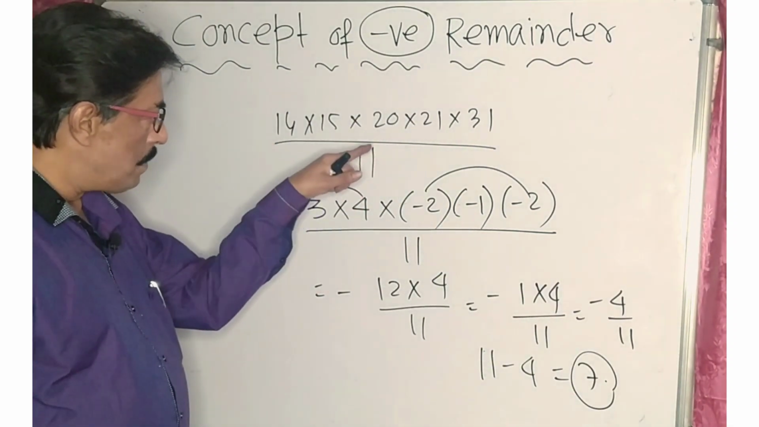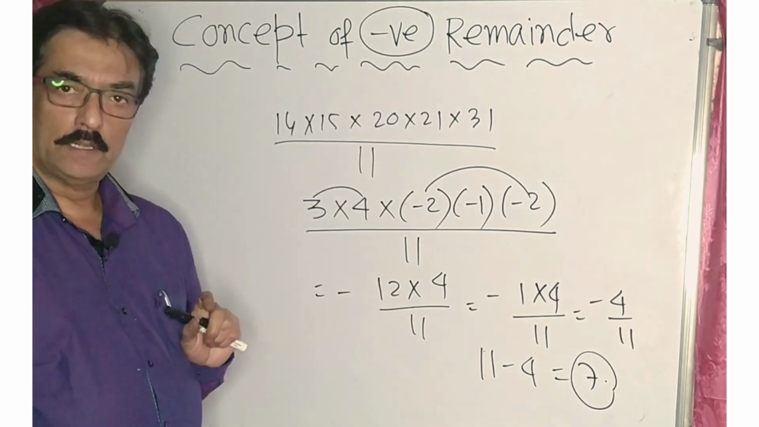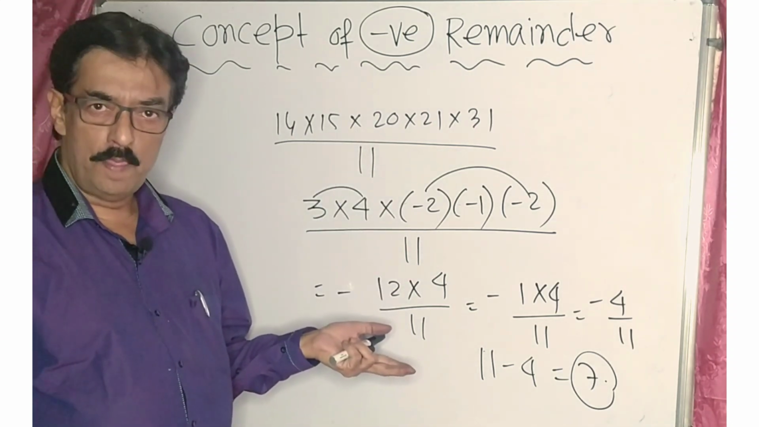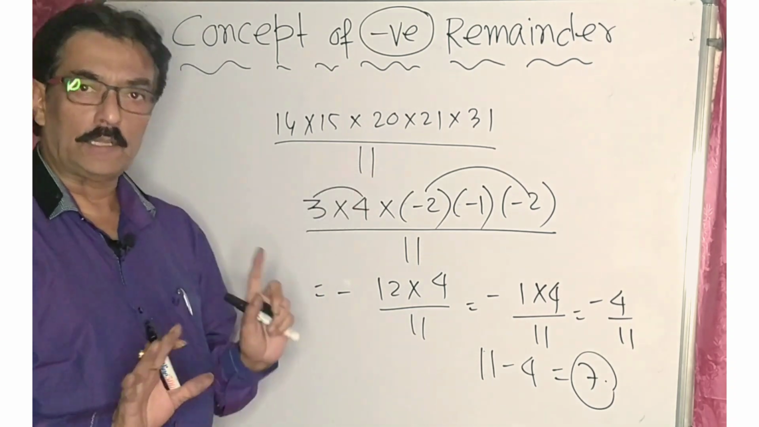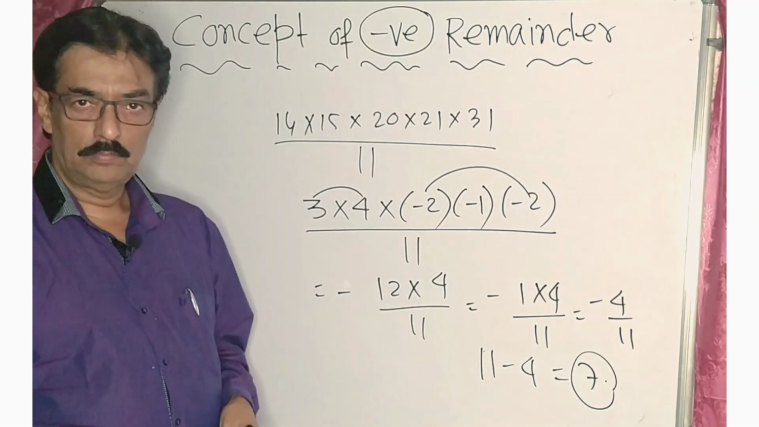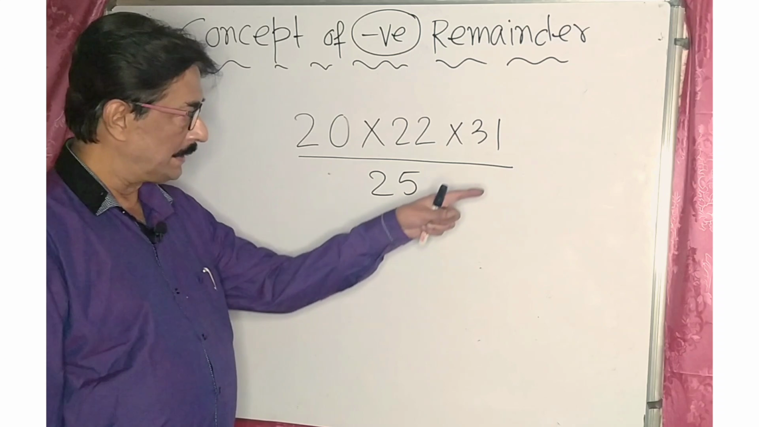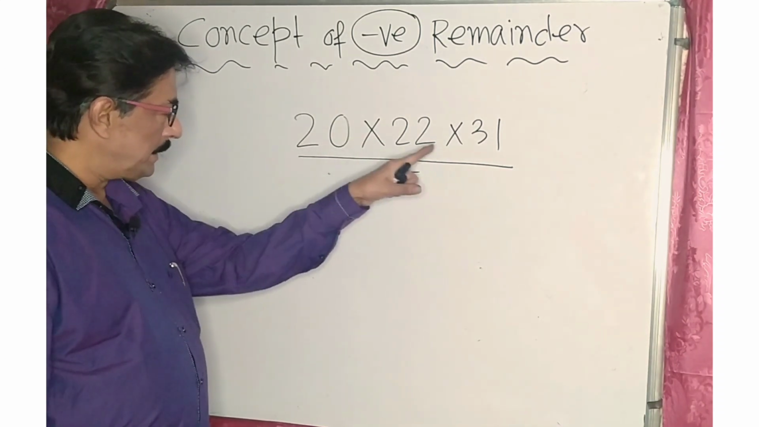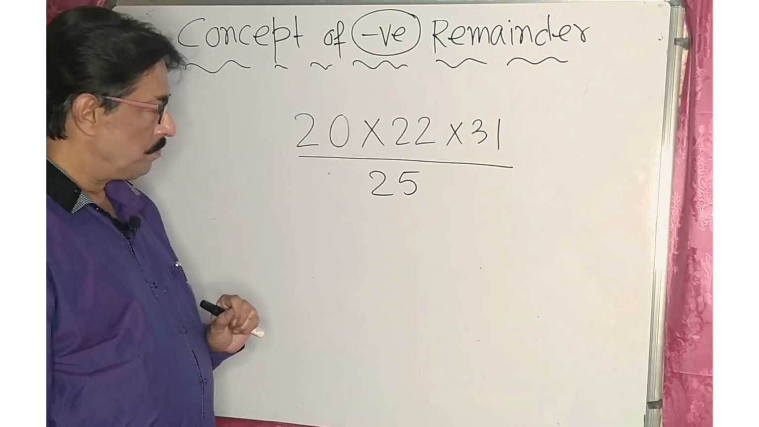Remember, the divisor is a prime number. You cannot cancel it. Our next example I will give when the divisor is not a prime number. Now let us take another example. What will be the remainder if the expression is divided by 25?